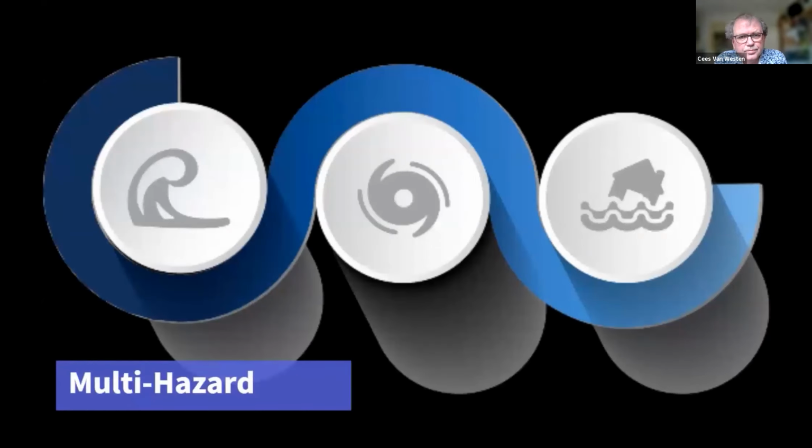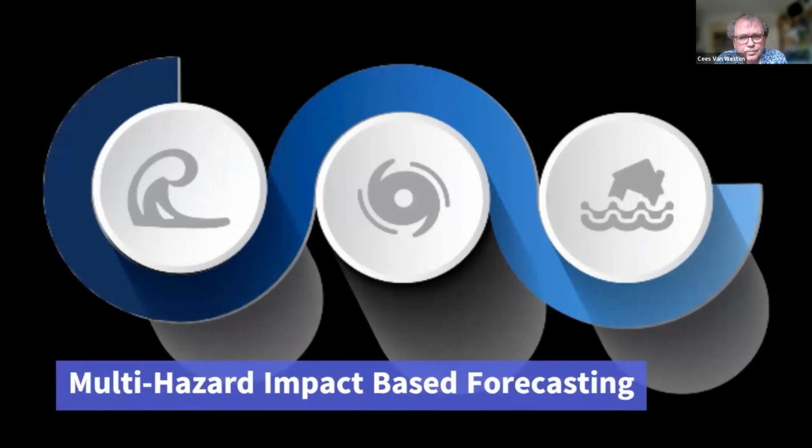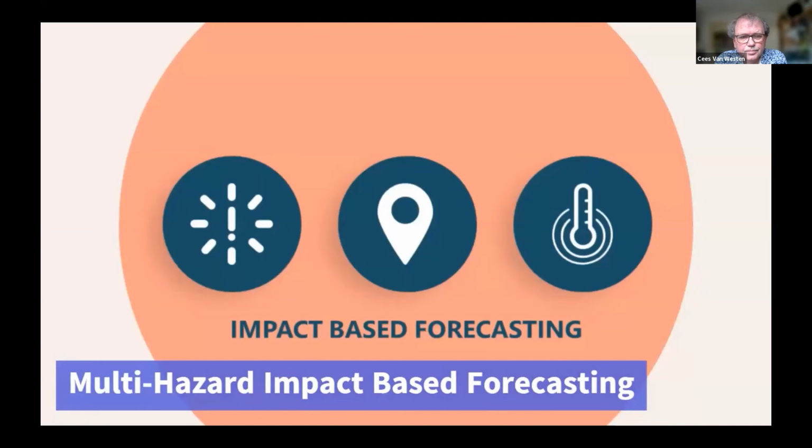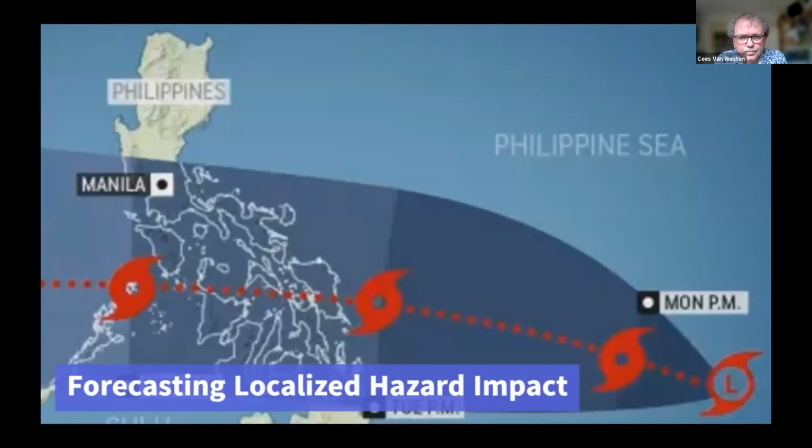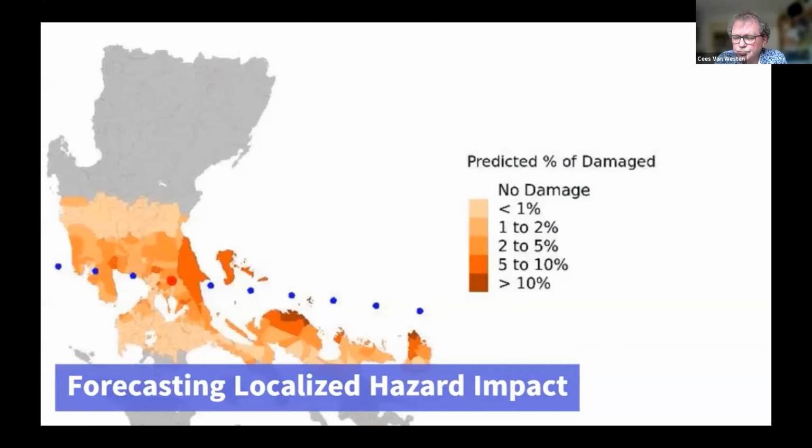The resulting tool will support initiatives of international organizations such as the Red Cross in making impact-based forecasts for approaching cyclones to take actions to reduce the risk.